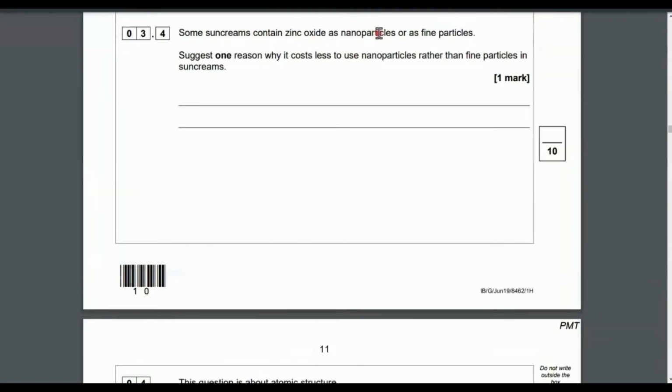3.4. Some sun creams contain zinc oxide as nanoparticles or as fine particles. Suggest one reason why it costs less to use nanoparticles rather than fine particles in sun cream. Nanoparticles are smaller, therefore they have a larger surface area to volume ratio, so you're going to cover a greater amount by using a smaller amount. So you can use less.